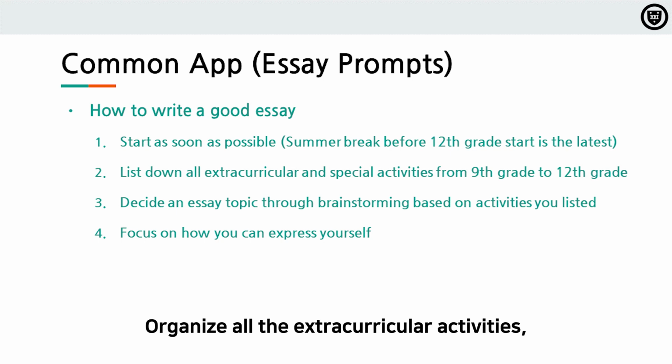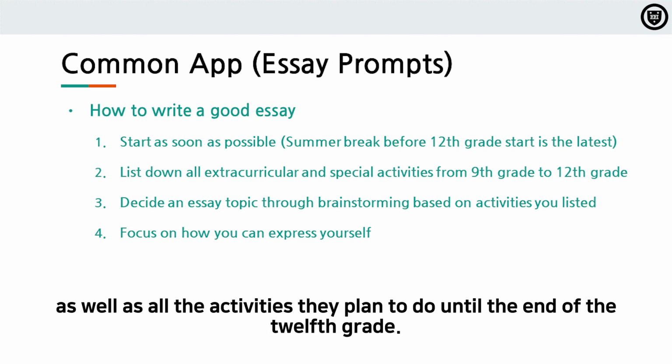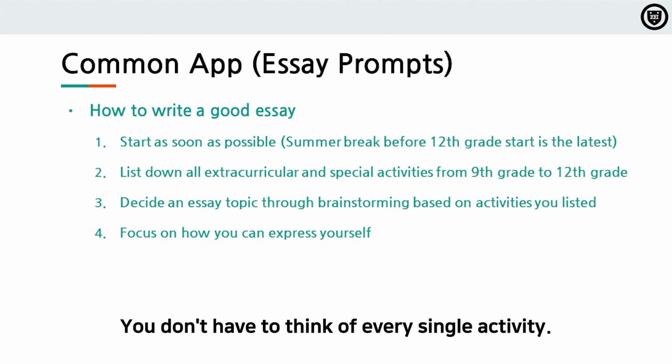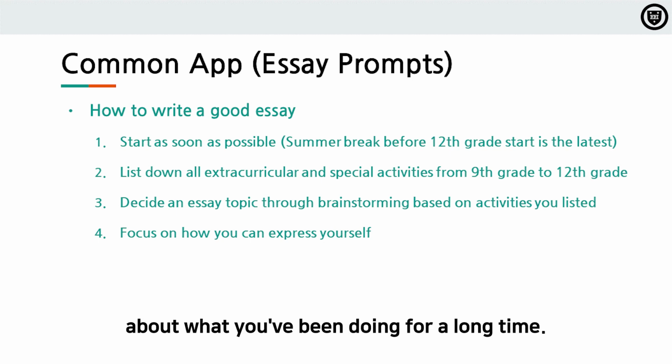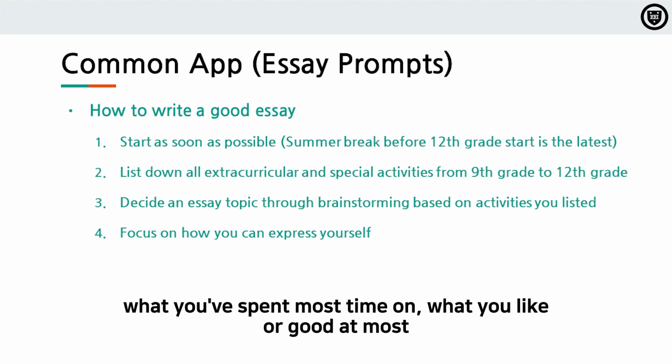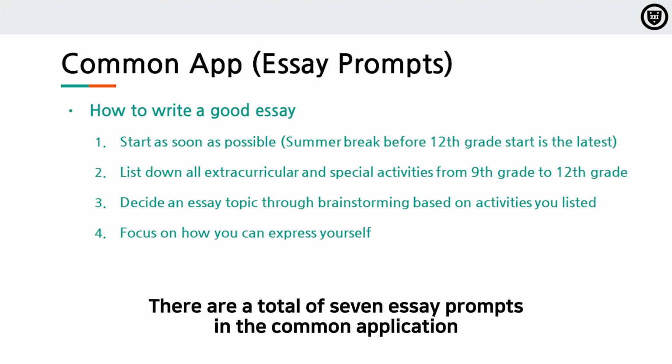Organize all the extracurricular activities and special activities that students did from 9th to 11th grade, as well as all the activities they plan to do until the end of the 12th grade. You don't have to think of every single activity. However, it is important to write everything down in your notebook about what you've been doing for a long time, what you've spent most time on, and what you like or are good at most, and then connect those activities and topics through brainstorming. There are a total of 7 essay prompts in the common application.